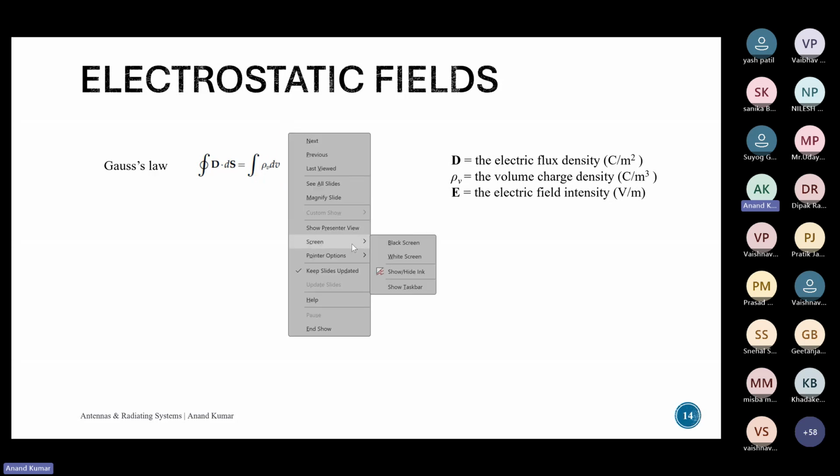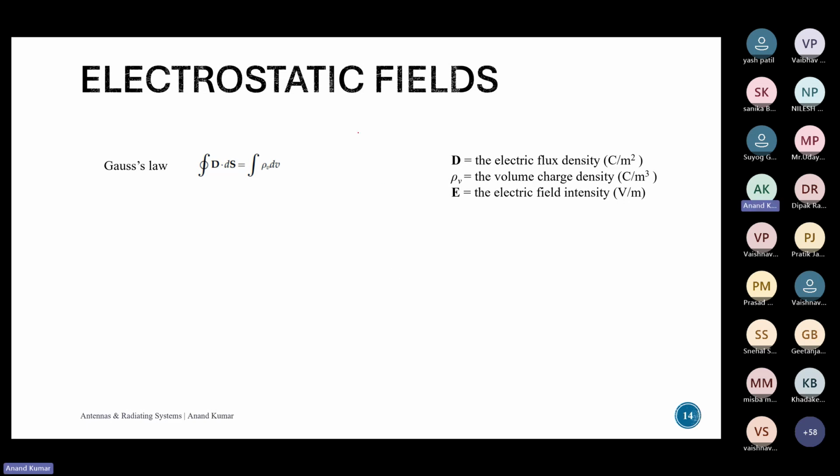So maybe I can try drawing something on this. For example, if there is this closed volume, and this volume has some charge inside it, and there are electric fields flowing outside from this volume. This charge has electric fields flowing outside, and if you encapsulate the charge in a surface, the amount of flux incident on the surface, if you integrate that, will be equal to the total charge inside the surface.